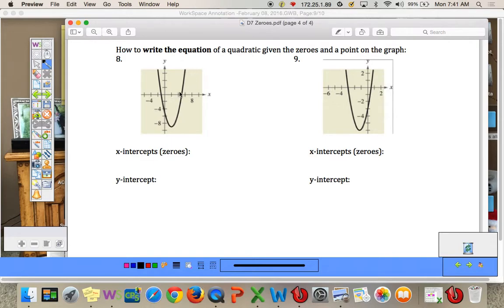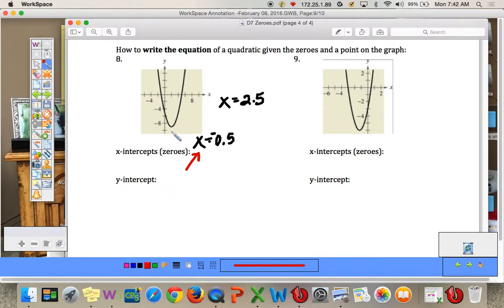So right here, the x-intercepts of this is about negative 0.5, I should say. And this one's about 2.5. So to find the equation of the graph, okay, so those are the x-intercepts. To find the y-intercept, that is right here. 1, 2, 3. So it's 0, negative 3.